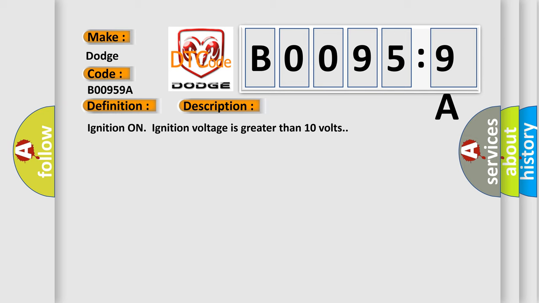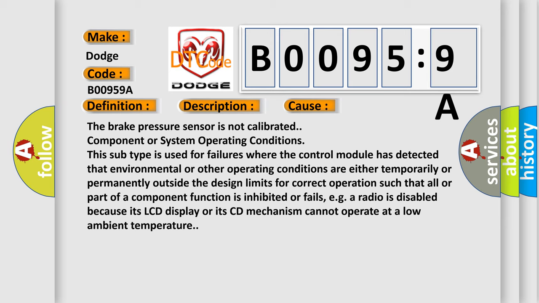This diagnostic error occurs most often in these cases. The brake pressure sensor is not calibrated. Component or system operating conditions. This subtype is used for failures where the control module has detected that environmental or other operating conditions are either temporarily or permanently outside the design limits for correct operation, such that all or part of a component function is inhibited or fails, e.g. a radio is disabled because its LCD display or its CD mechanism cannot operate at a low ambient temperature.